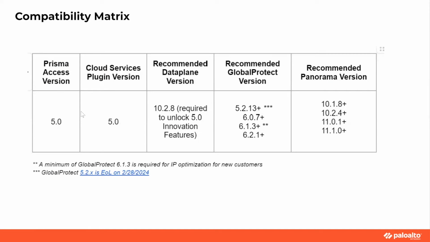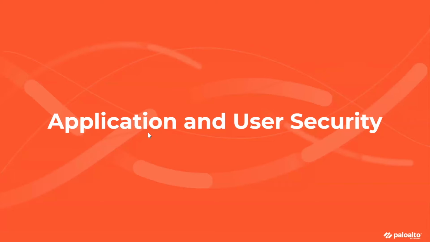In terms of the compatibility matrix for cloud services plugin version 5.0, from a data plane standpoint, as I mentioned, it only requires 10.2.8 for the 5.0 innovation features. If you would like to have those features, you have to upgrade to 10.2.8. And then we have the compatible GP versions as well as Panorama versions here. Okay, let's go one by one.